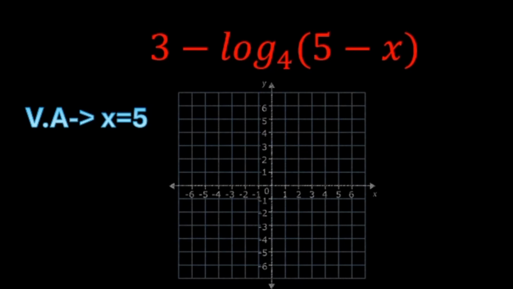Now see, 1 comma 2 is one point, 4 comma 3 is another, minus 11 comma 1 is also another, and we'll also find the vertical asymptote. We'll also plot the vertical asymptote, and then we'll draw the general shape for a logarithmic graph.